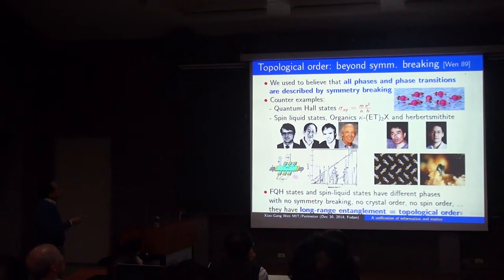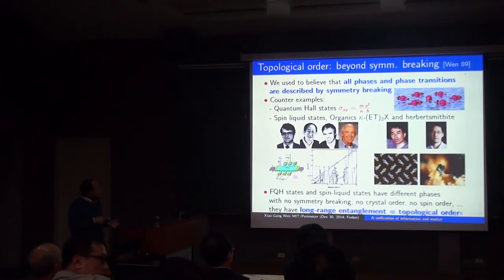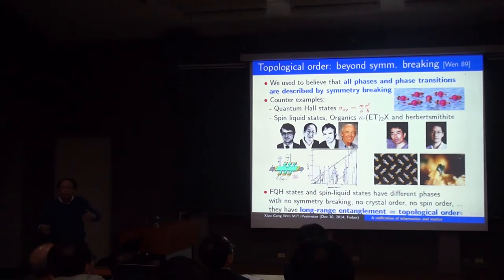It's coming from this study of quantum Hall states and spin liquid states. So here's a picture of a spin liquid. The reason these two states are very interesting is that for a long time we believed all phases and all phase transitions are described by symmetry breaking. However, the quantum Hall states and the spin liquid states all have the same symmetry. So there's no way to use symmetry breaking to explain these two kinds of matter. Therefore, this means in addition to symmetry breaking order, we must have a new kind of order, which we call topological order.